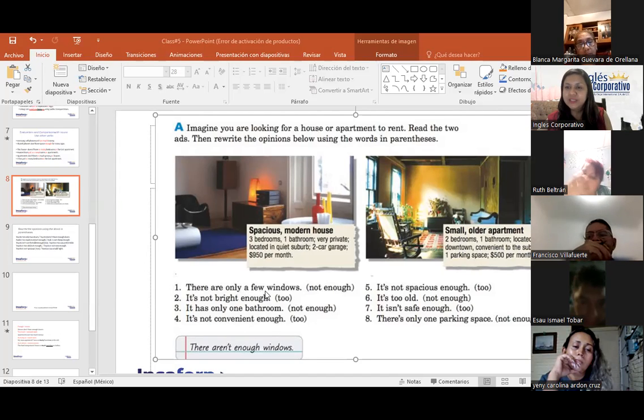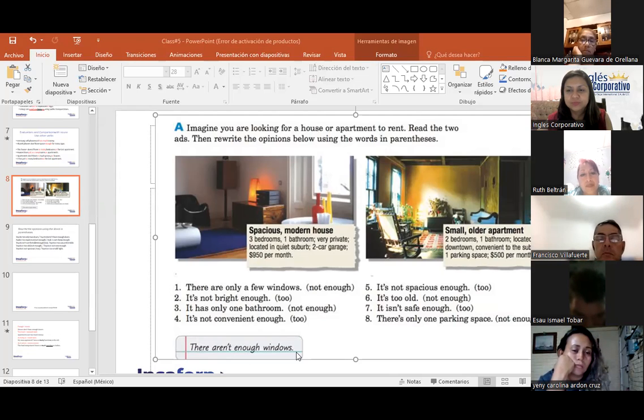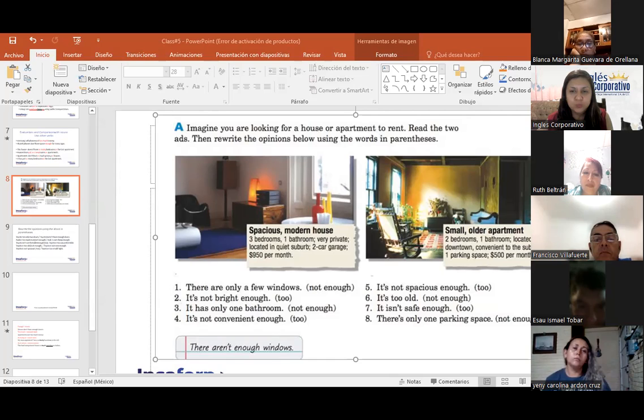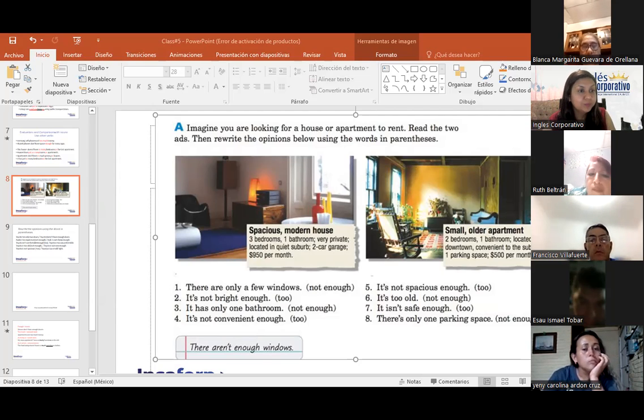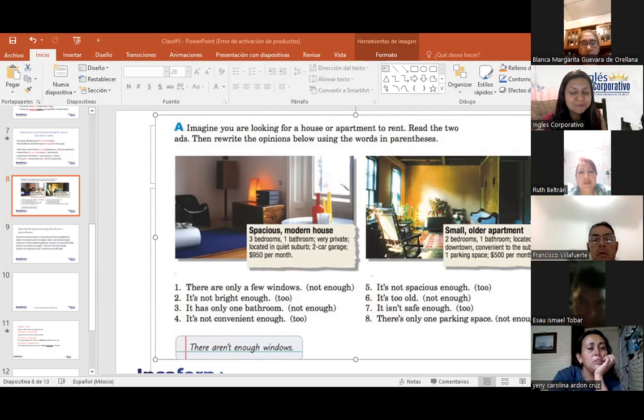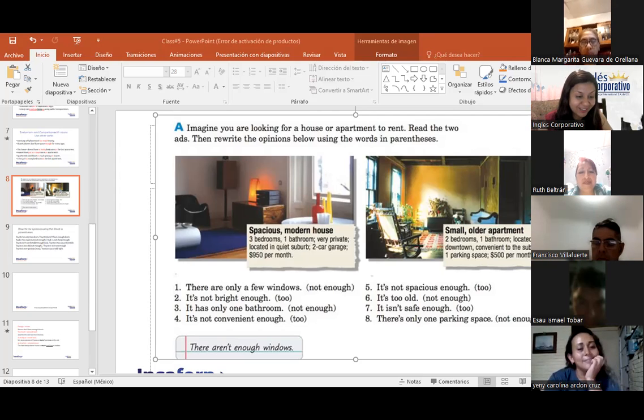Okay, so let's write. You can see the example here. There are only a few windows in this house. So using not enough: there aren't enough windows. What about number two? It's not bright enough. Let's use the chat. How would you use too? What's the opposite of bright? Dark. Okay, it's too dark. Yes, excellent.